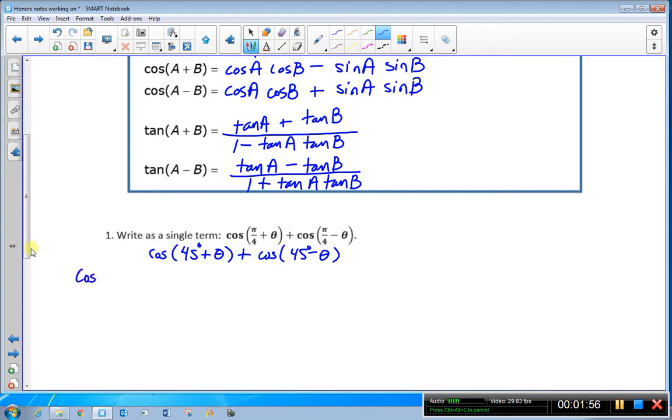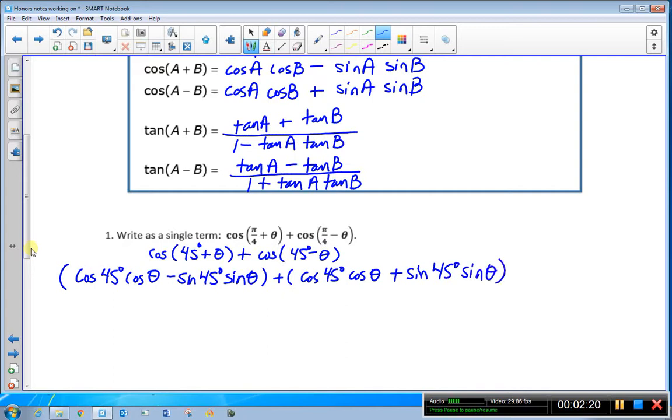So it's going to be cosine 45 cosine theta minus sine 45 sine theta plus, so that's that first group, cosine 45 cosine theta plus sine 45 sine theta. That's that second cosine of 45 minus theta. Okay, so now let's see if we can simplify some things. I really do not need those parentheses. I just did those to show you what I was grouping.